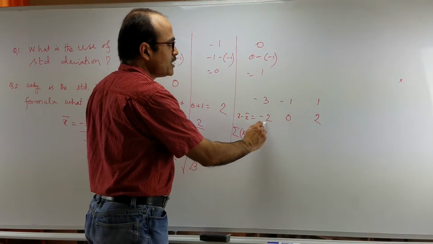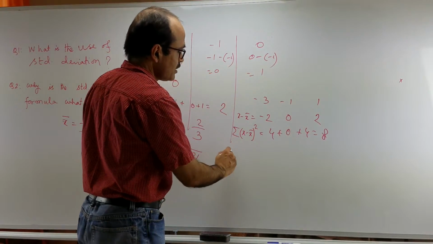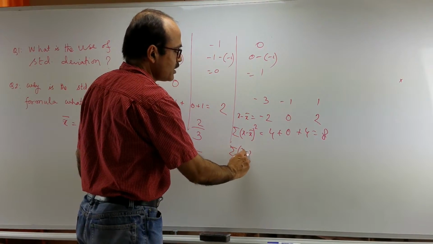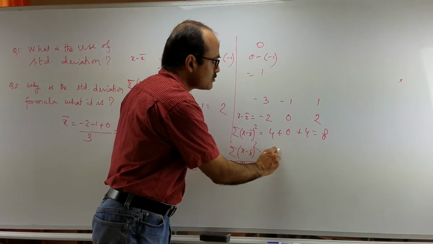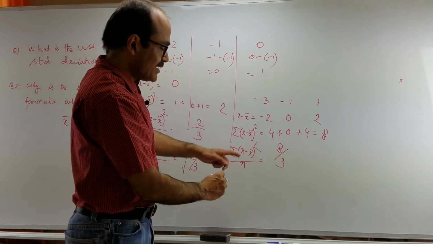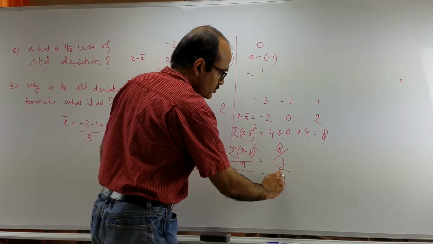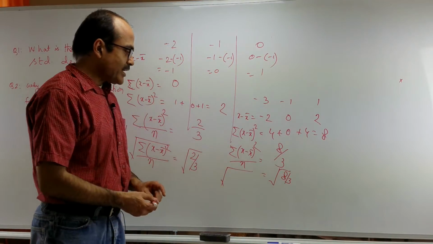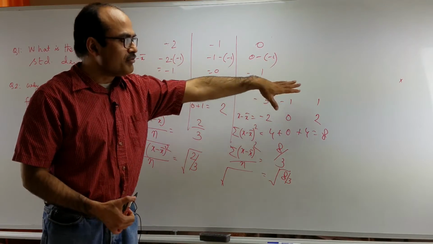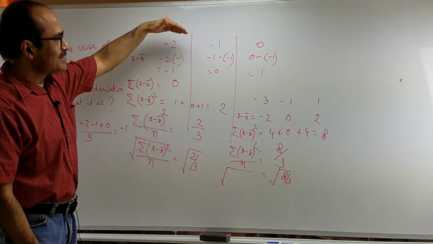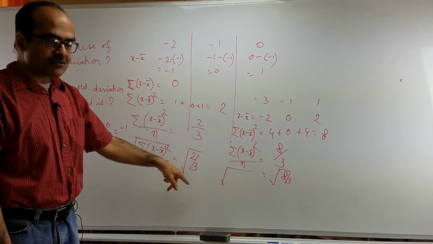Now, (x minus x bar) squared, summation of that is, this is 4, this is 0, and this is 4, that is 8. Now, summation (x minus x bar) squared over n is 8 over 3, and then the square root of that is square root of 8 over 3. So, the standard deviation of this set of data, which is obviously more deviated about the mean than the other set, is a larger number compared to this one.